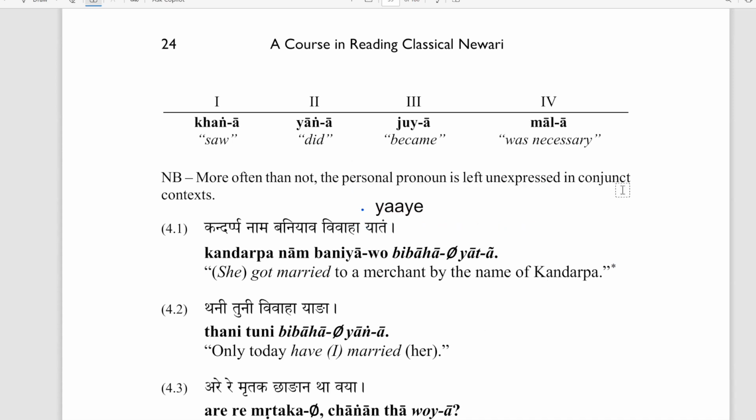So to do marriage, and the marriage goes with the associative case, which we will learn tomorrow. So Baniya is merchant, Wo is the associative case ending, so with the merchant, and that merchant is named Gandarpa. We don't have a subject in the sentence, but since we see that Yaden is a perfective past, we know that the subject is a third person or a second person rather than the first person. In the translation, the author gives us: she got married to a merchant by the name of Gandarpa.